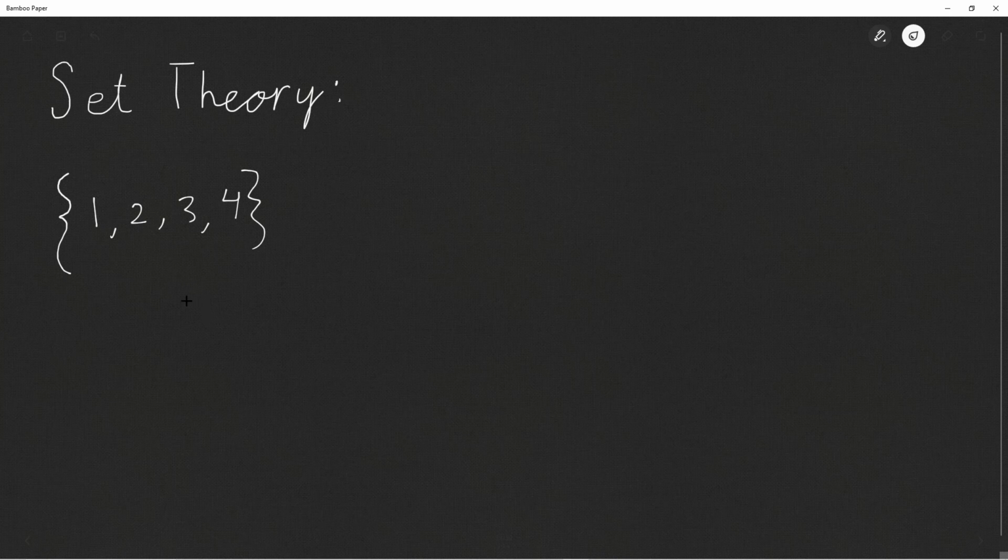As well, if we had a set which contains no elements, we can either write it as the null set, which is a 0 with a line through it, or just an open and closed curly bracket with nothing in between.